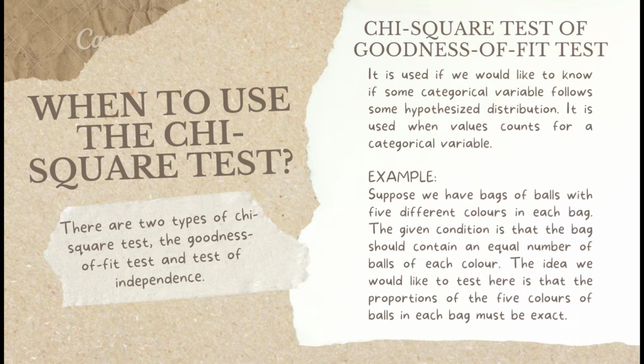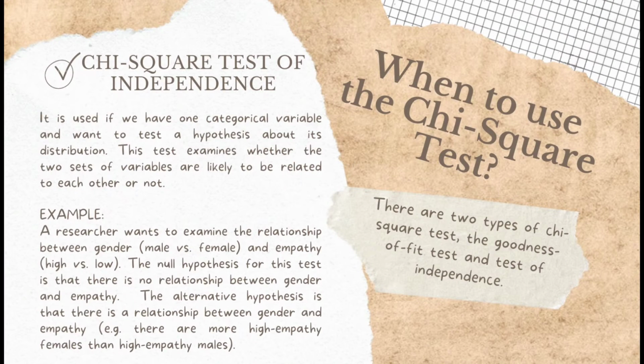It is used when we have value counts for a categorical variable. For example, suppose we have bags of balls with 5 different colors in each bag. The given condition is the bag should contain an equal number of balls of each color. The idea we would like to test here is that the proportions of the 5 colors of balls in each box must be exact.